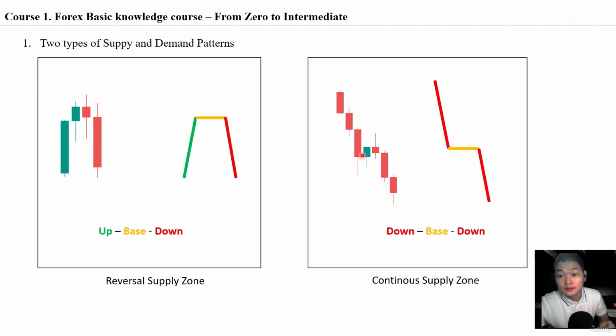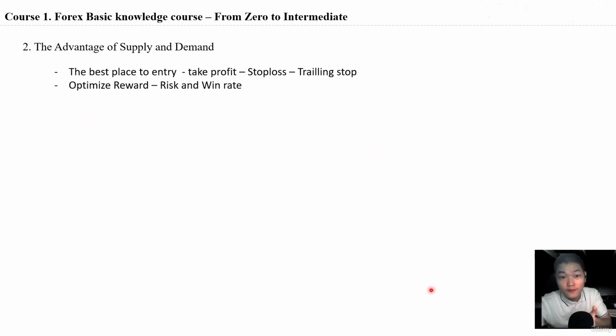About the supply zone, it is also the same theory, but at this time everything is reversed. We also have the reversal supply zone and the continuous one, and you also need to focus on the reversal supply zone rather than the continuous one. I will explain with an example so you understand why you need to focus on the reversal supply zone. And next, what is the advantage of using supply and demand?